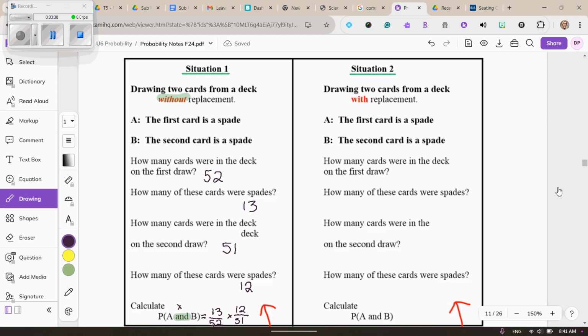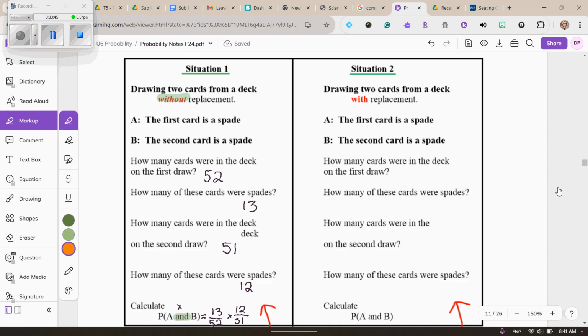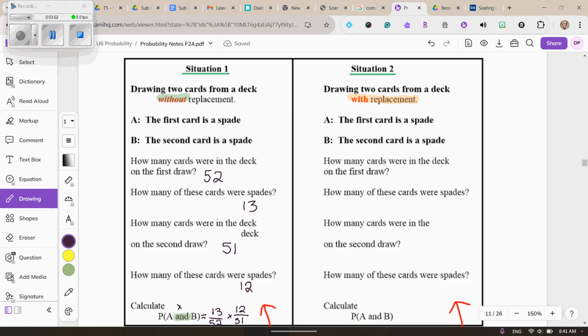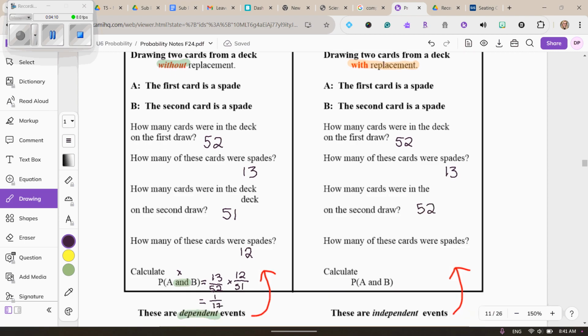So now let's zone in on situation 2. In situation 2, it's the same idea. However, now it says with replacement. So I take the card out, but then I put it back in. Now this is a very different type of situation. How many cards were there in the deck on the first draw? There were 52, and out of those, 13 were spades. How many cards were on the second draw? We take that spade out and now we put it back in. So there are still 52 cards, and 13 of them are spades.